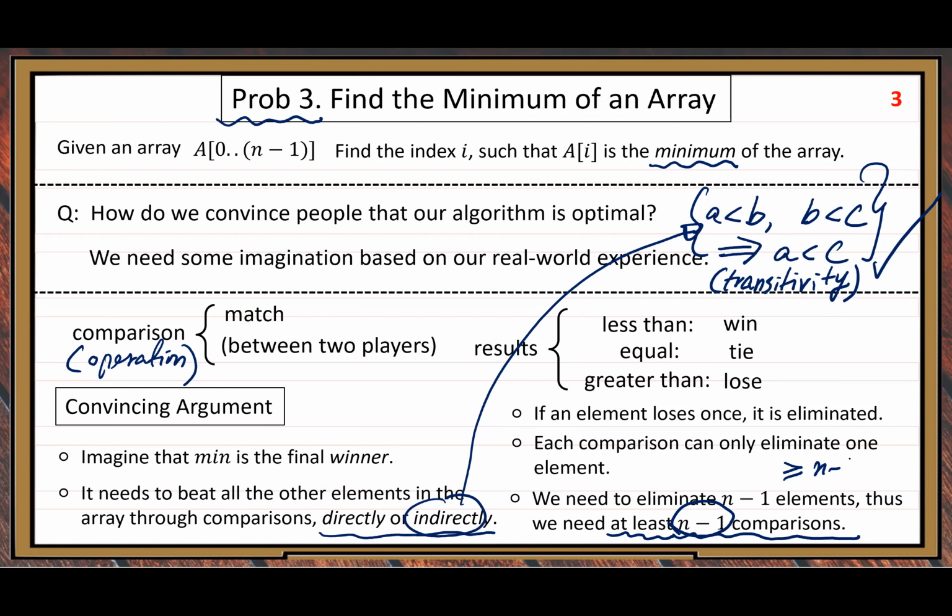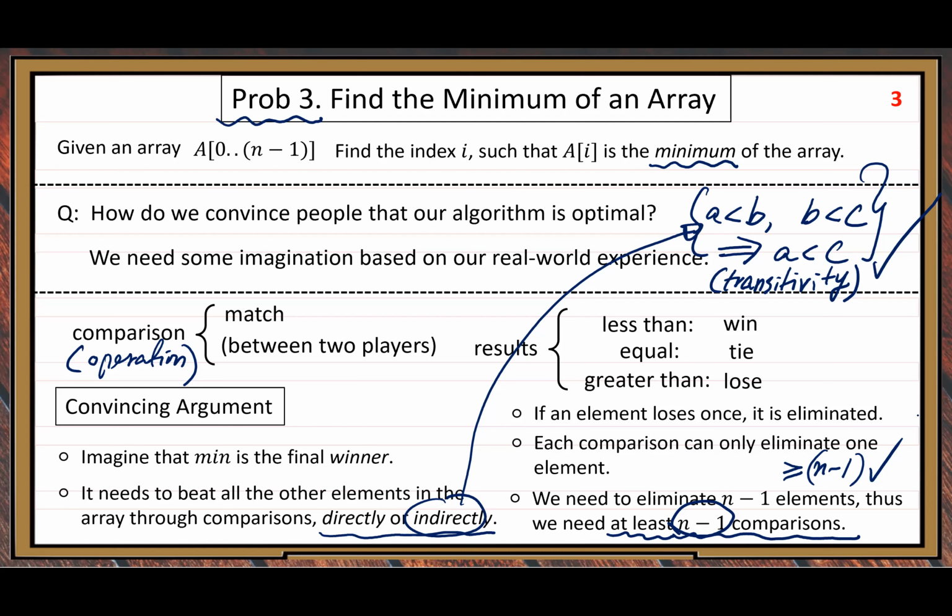The final answer is greater or equal to n minus 1. And our current algorithm achieves this n minus 1 efficiency. How about that? We do not have any redundant comparison. All our comparisons are necessary. No wasting comparisons. That's the reason our algorithm is optimal. How about that? The convincing argument.